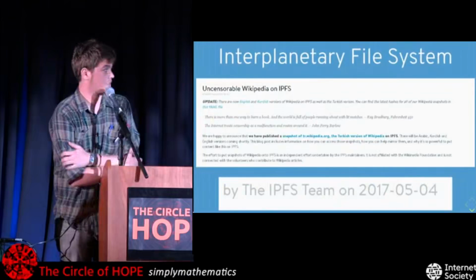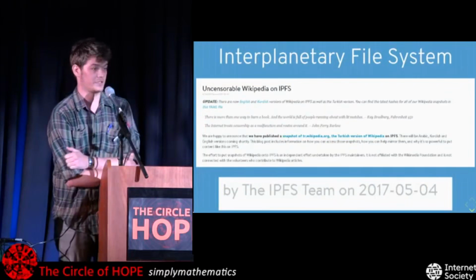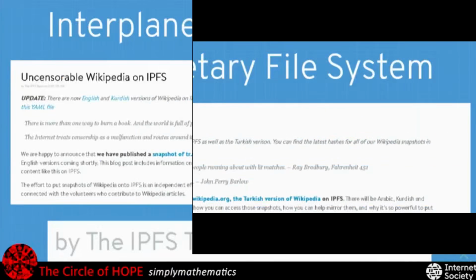So we reached out to the Interplanetary File System, which is a distributed system, and it was able to throw up a mirror. This is a shot from their blog. It took 5 days to undo what the Turkish government had done.